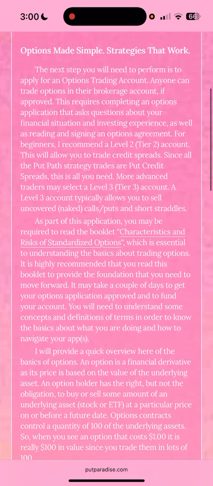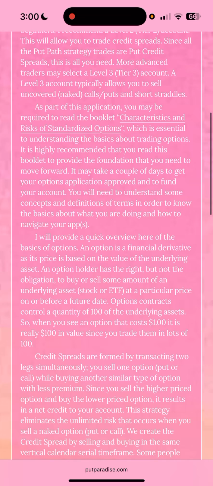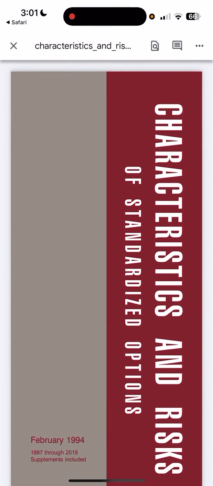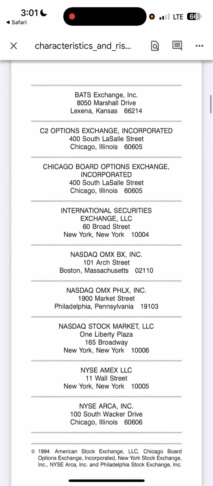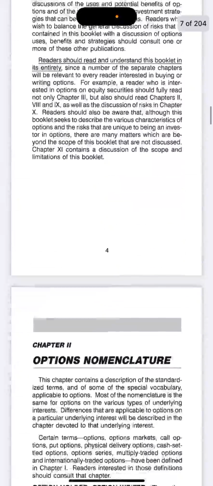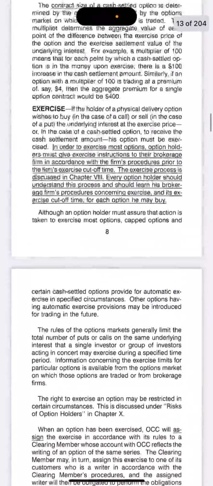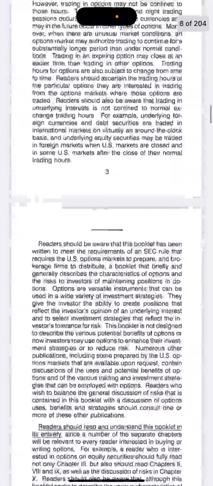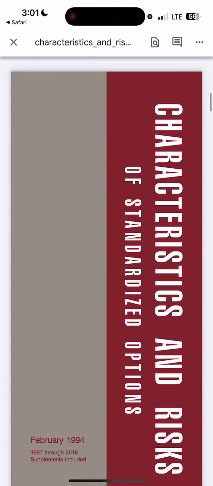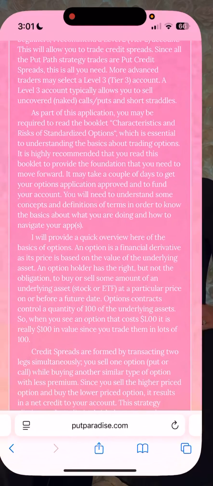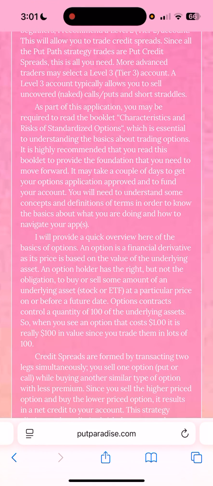As part of the application, you should read the booklet, Characteristics and Risks of Standardized Options. I read this a long time ago. It's very long. About 5 years ago, I went through the whole book, but it is very useful, especially for beginners. If you don't have the background, if you don't understand the basics, this is where you'd want to start. And it's a requirement, I believe, for most brokerages to read this book. So I would definitely recommend that. And it's linked on the website, as you just saw.